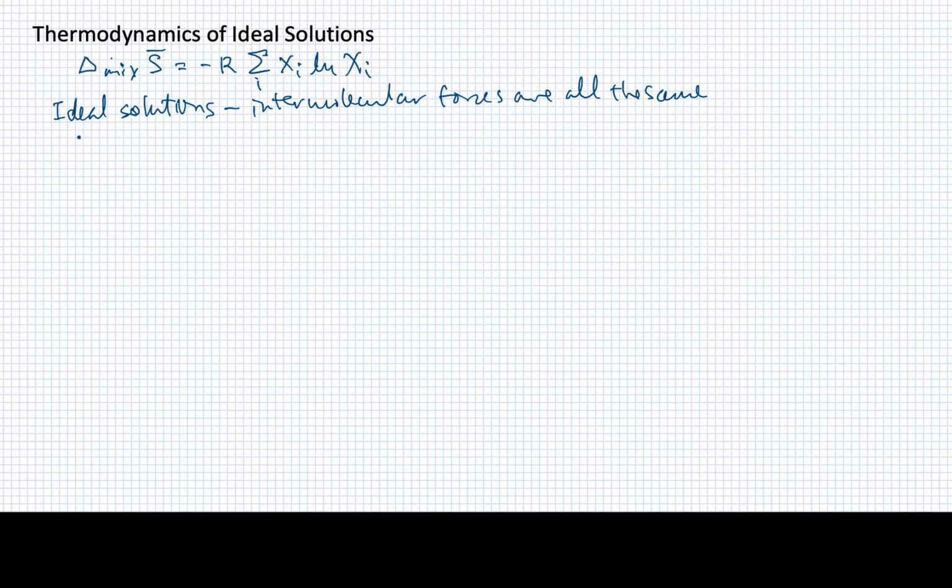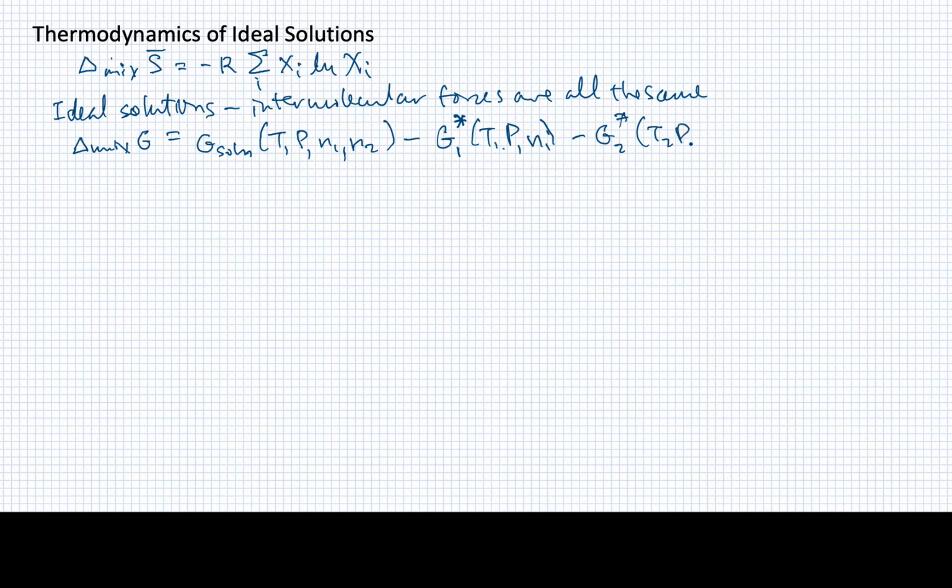Ordinarily, we might write the Gibbs energy for mixing as follows. We might write it as a difference between the Gibbs energy of the solution, which I'll write generically as a function of temperature, pressure, and the numbers of moles of each of the substances that make up that mixture. Let's just say it's a two-component mixture. So that would be the end result. Then we would subtract the two things that we're mixing together. So for component 1, I'm going to use the star to indicate a pure substance. It will have temperature, pressure, and the number of moles of substance 1. And we would also be subtracting the pure Gibbs energy for substance 2, which would have these as its functional variables.